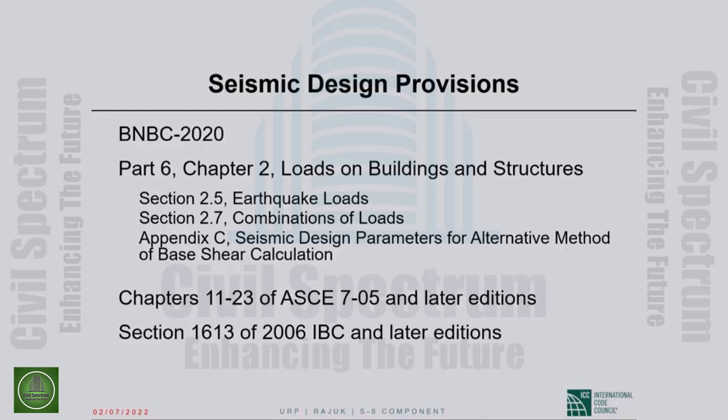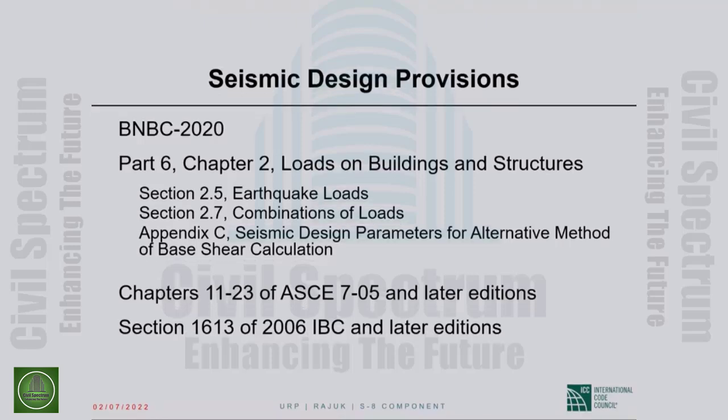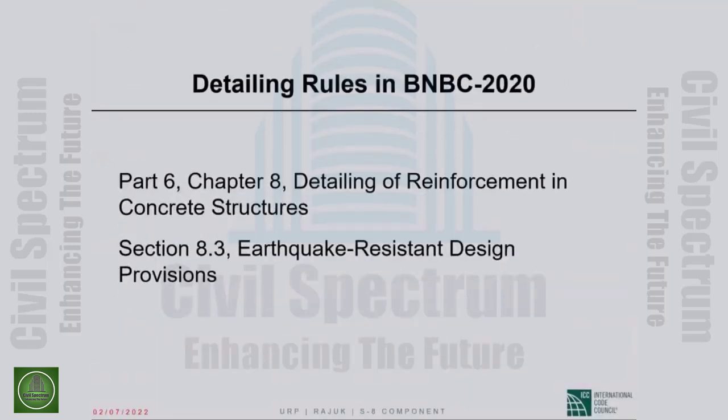In ASCE 7-05, the seismic provisions are in chapters 11 through 23. If you want to relate to the IBC, ASCE 7-05 was adopted by the 2006 as well as the 2009 IBC. The section number is 1613. Section 1613 of the IBC talks about seismic design forces. Those are taken from ASCE 7. Okay, so that gives you a kind of a complete picture.